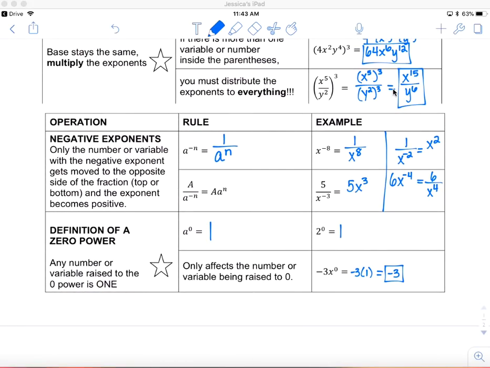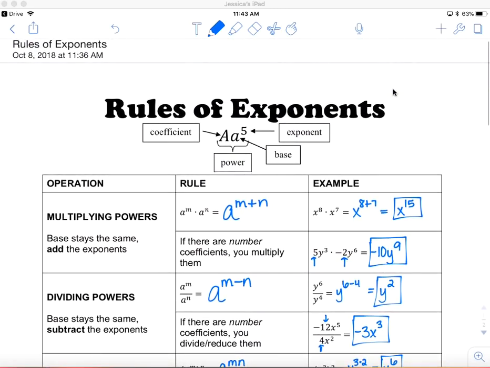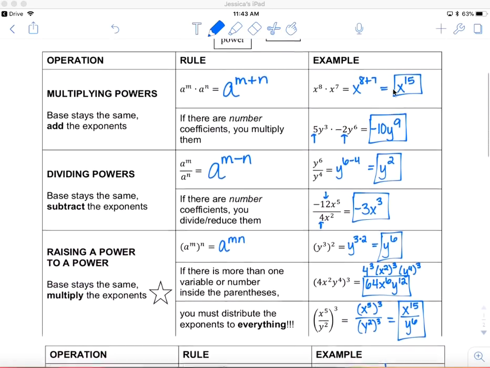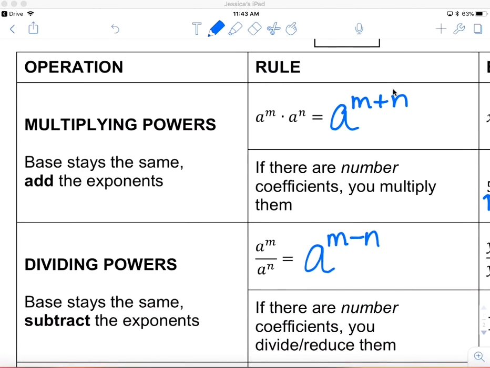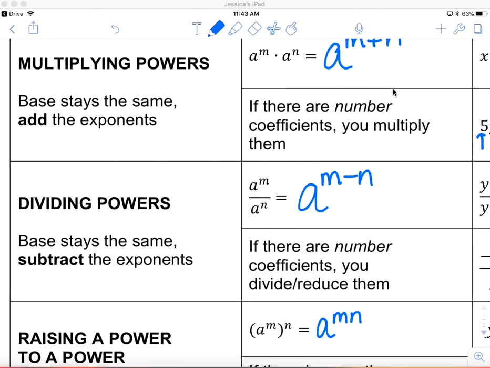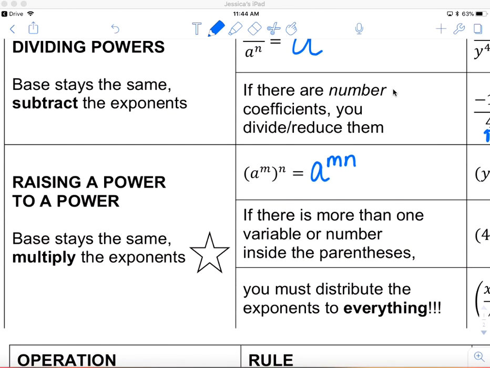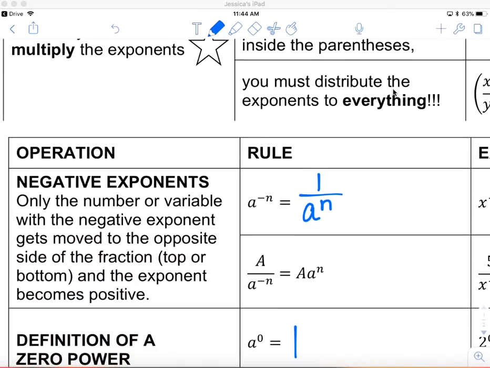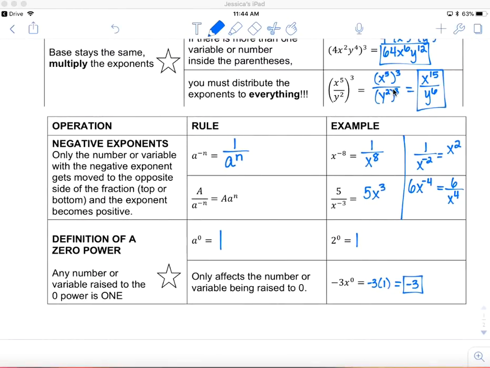This is a summary of your laws of exponents. These are something that you should have memorized. So make sure you memorize that when you're multiplying powers, you're adding your exponents. When you're dividing powers, you're subtracting your exponents. A power to a power, you're going to multiply your exponents. Negative exponents move to the top or bottom to become positive. And anything to the power of 0 is 1.